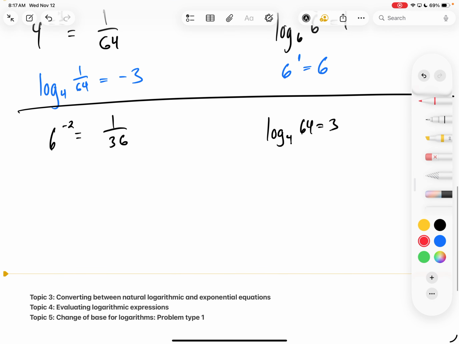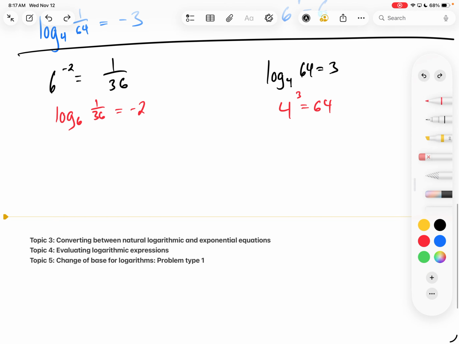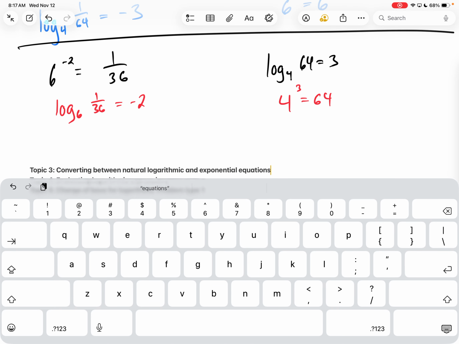Okay, so on this one, we do log base 6. The exponent's up there by itself, so it goes over here by itself, of 1 over 36. Okay. On this one, we do base 4 to the third power is 64. A log is saying 4 to what number is 64. If you've got to get used to doing this first, you can rewrite it with an x, and we'll talk about that in just a second.